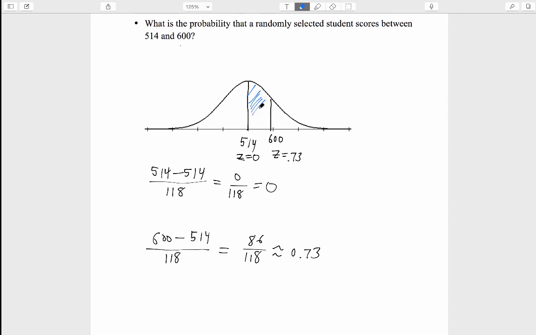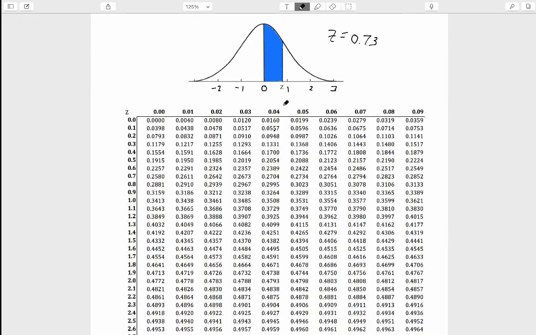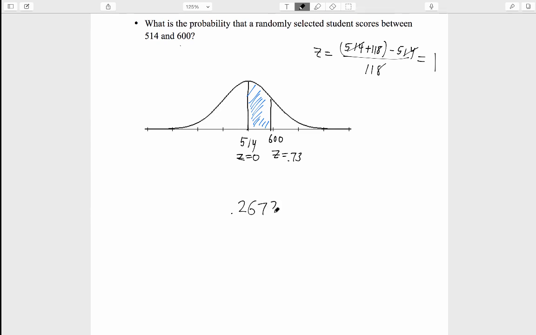The region in question is just the region between 514 and 600, or between z equals 0 and z equals 0.73. The significance of shifting from SAT points to z-scores is that now we've turned our normal curve with a certain mean and standard deviation into the standard normal. We're getting to be great experts at this. We look in the 0.7 row and the 0.03 column, and we find 0.2673. The probability we're looking for equals 0.2673.